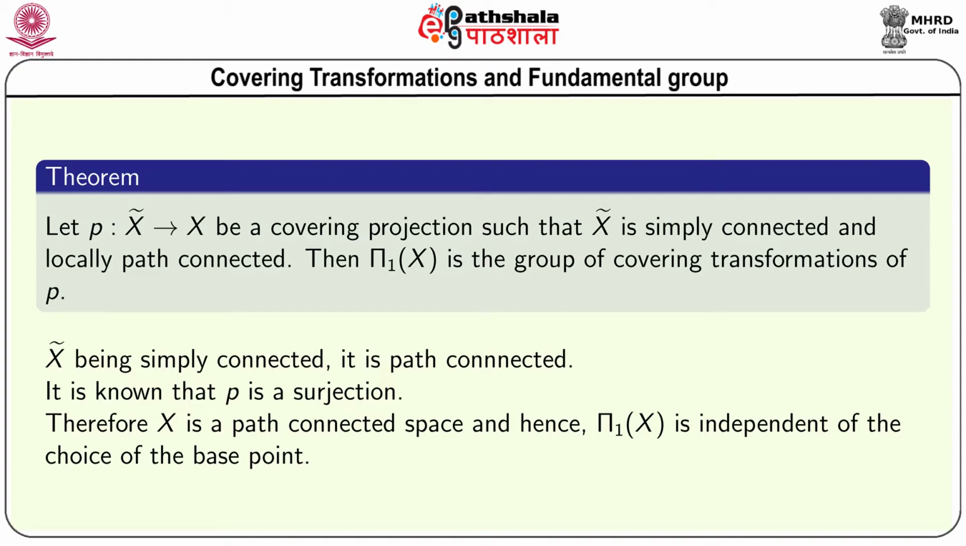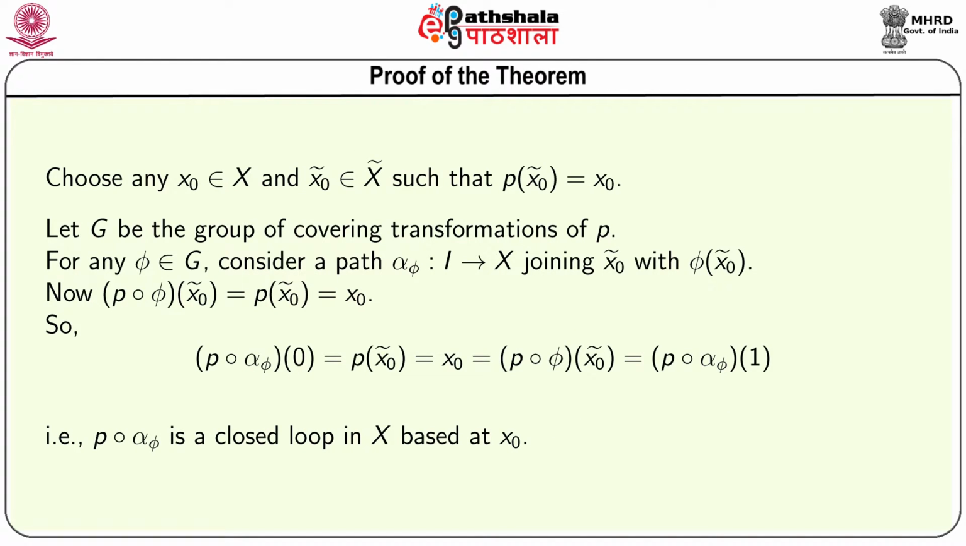X tilde being simply connected, it is path connected. It is known that a covering projection is a surjective map, so P is a surjection. Therefore, X is a path connected space, and hence pi 1 of X is independent of the choice of the base point. Choose any point x0 from X and x0 tilde from X tilde such that the image of x0 tilde under the map P is x0.